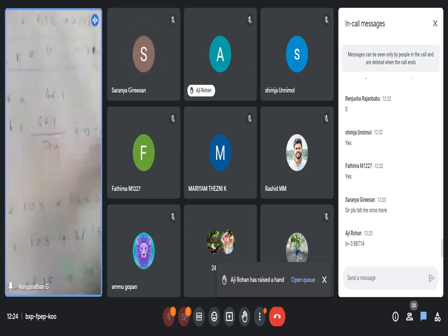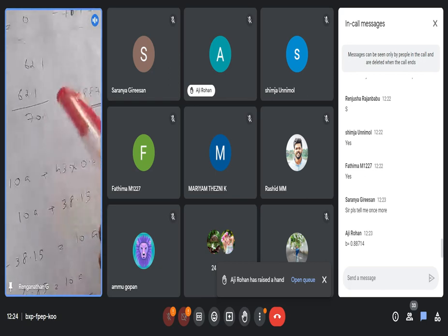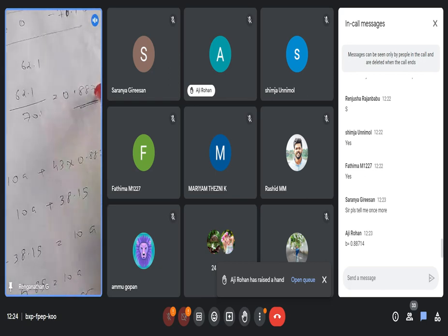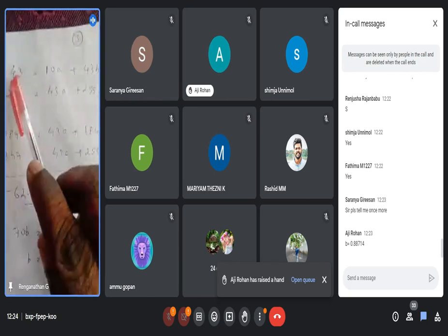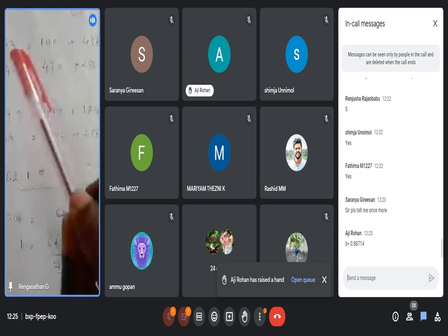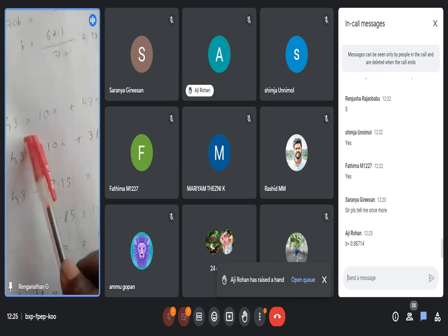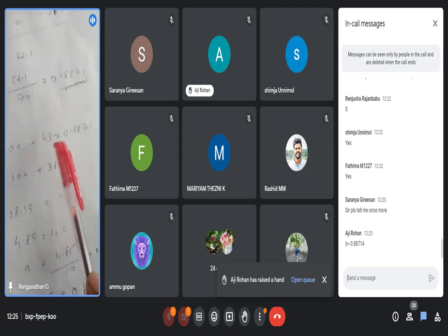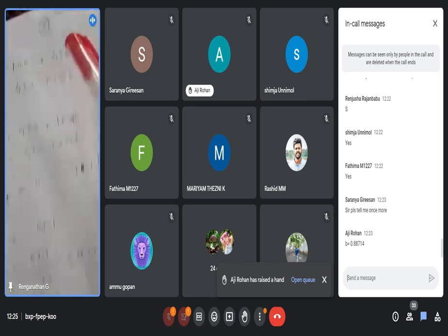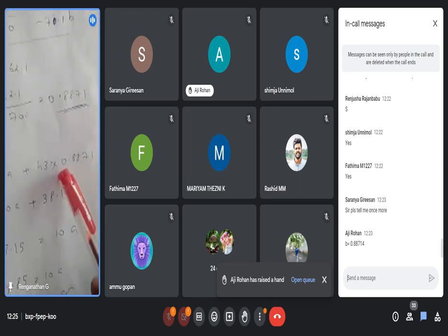Now we got the value of B. Now we are going to find out the value of A by applying this value of B in any one of the equations. We are considering the first equation, which is 43 is equal to 10A plus 43B. This equation is written here. 43 is equal to 10A plus 43 into the value of B, that means 0.8871 is applied here.